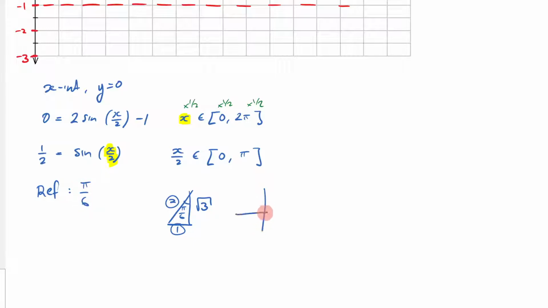You also need to figure out for which quadrants this exists. Sine is my y. A half is positive. It's up here. I'm going to be in my first and my second quadrants.